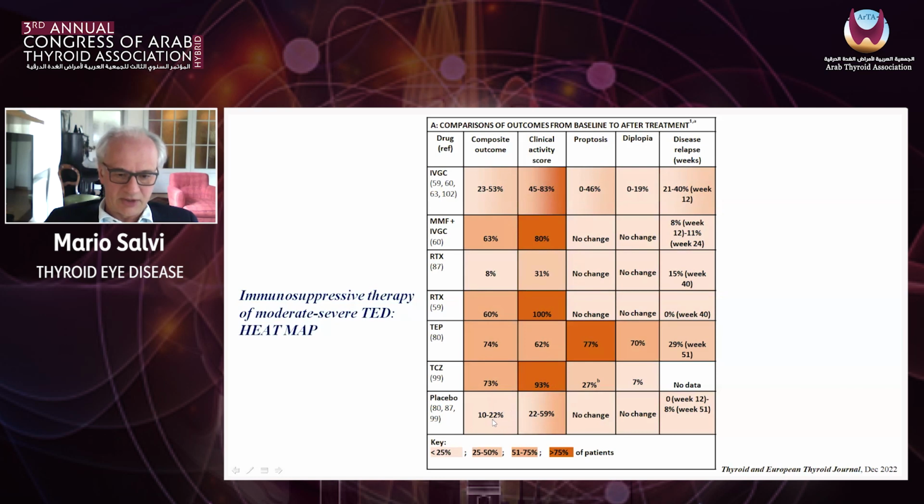One important thing to notice is that even patients treated with placebo in the randomized control studies do have a significant rate of disease inactivation. And this is confirming that the trend of this disease is to self-limit inflammation and to improve spontaneously.